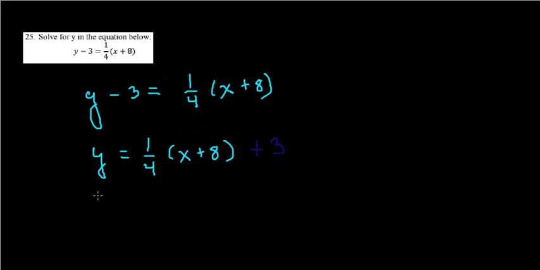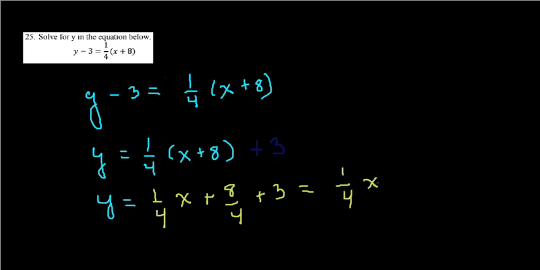So y is equal to 1/4 x plus 8/4 plus 3, which is equal to 2. So 1/4 x plus 2 plus 3, so y is equal to 1/4 x plus 5. I assume that this form is acceptable, and this is also acceptable, depending on what the answer choices are.